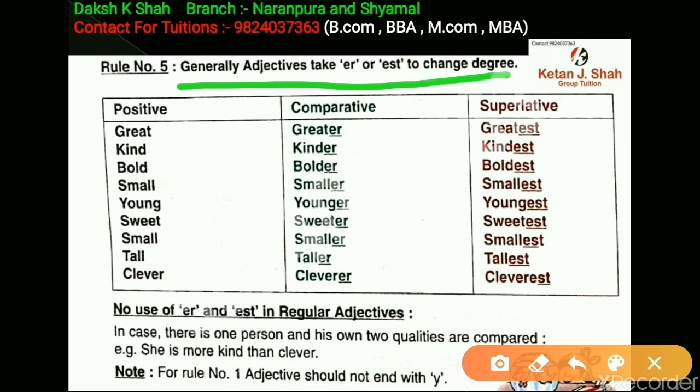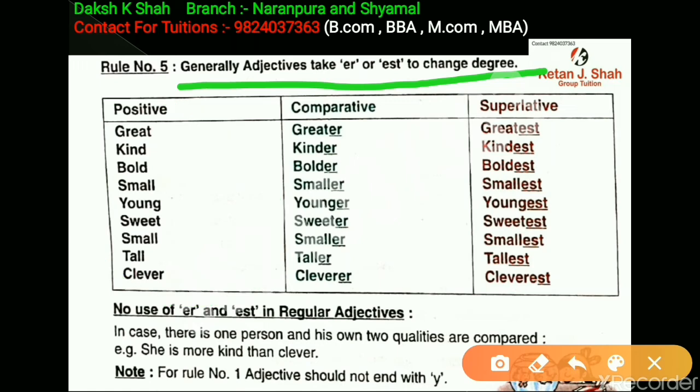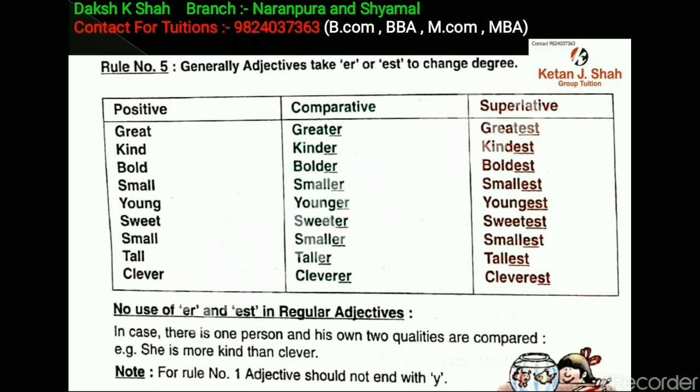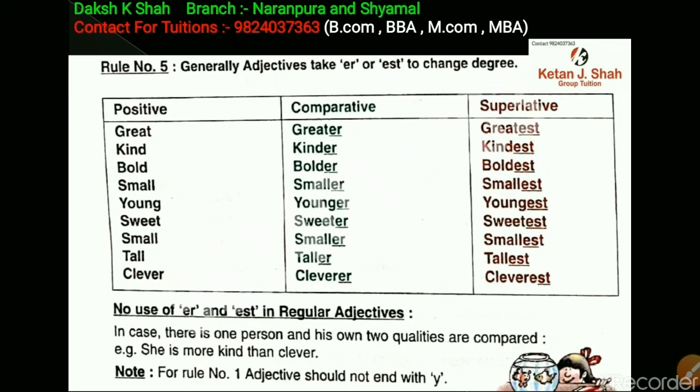General adjectives take ER or EST to change the degree. So these are the general adjective positive types. They will just take ER or EST as the changes. No use of ER and EST in regular adjectives. In case there is one person and his own two qualities are compared, she is more kind than clever. For rule number 1, the adjective should not end with Y. Please take a screenshot.